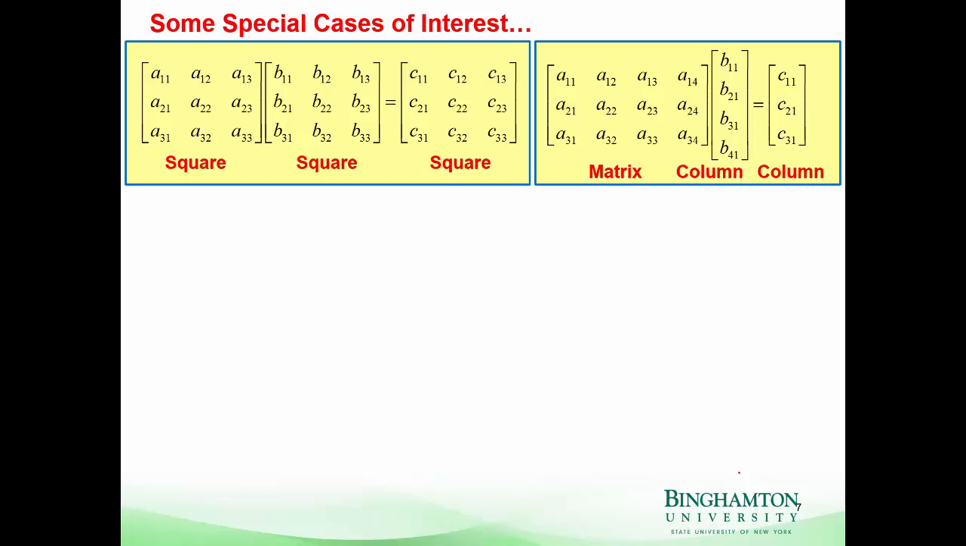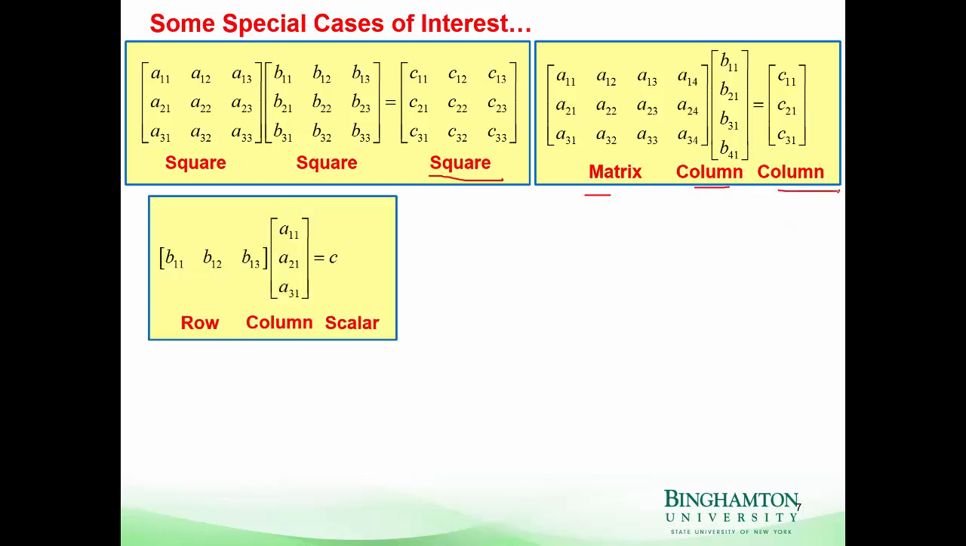Okay, so some special cases of interest. Now that we know how to do all the multiplication, we should be able to think through these cases. So if we have square times square and the dimensions allow us to multiply, we will end up with a square result. If we do matrix times column, we'll get a column. Again, the sizes have to be consistent.